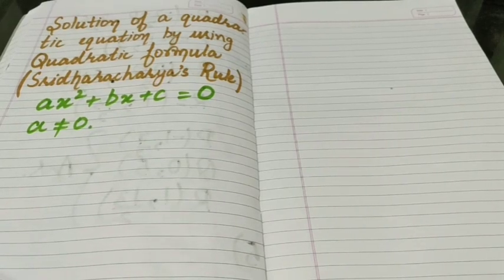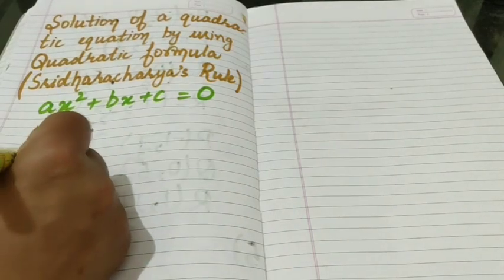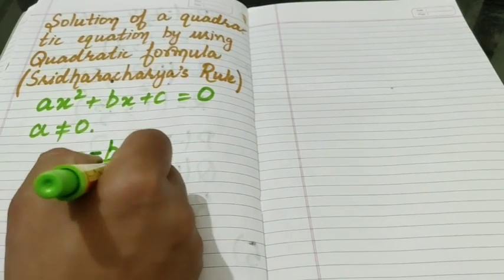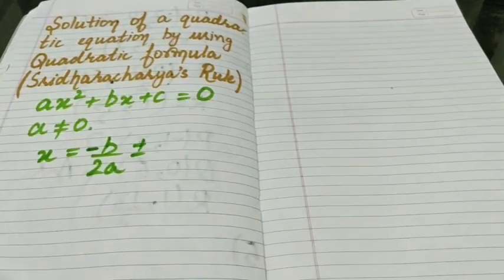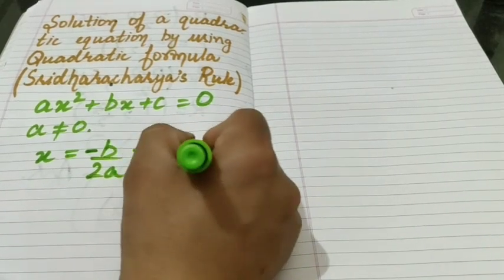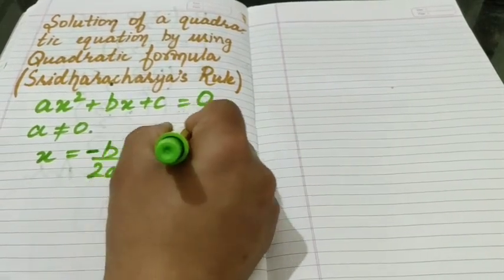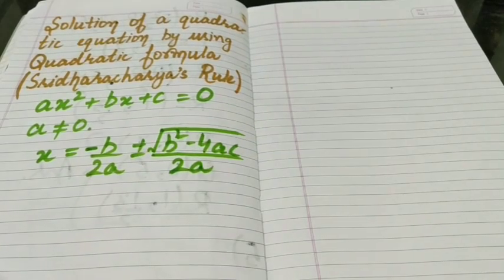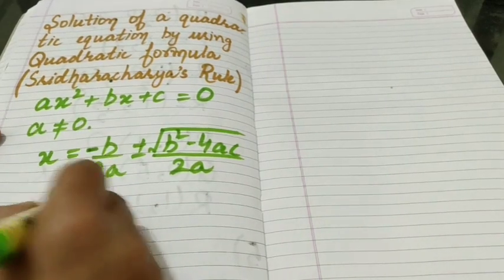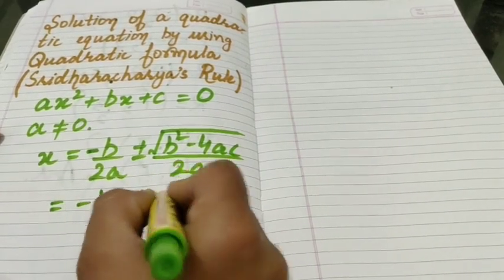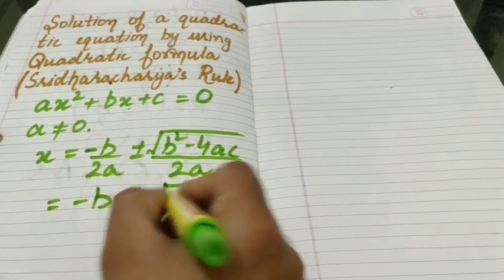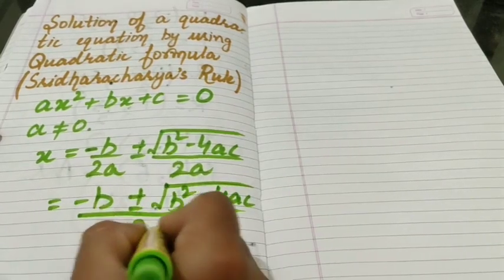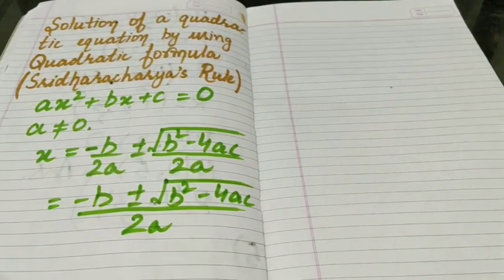In the method of completing the square, we have seen that x can be expressed as minus b upon 2a plus minus the square root of b square minus 4ac divided by 2a, which can be further simplified as x equals minus b plus minus square root of b square minus 4ac whole divided by 2a. From here we get the two values of x.